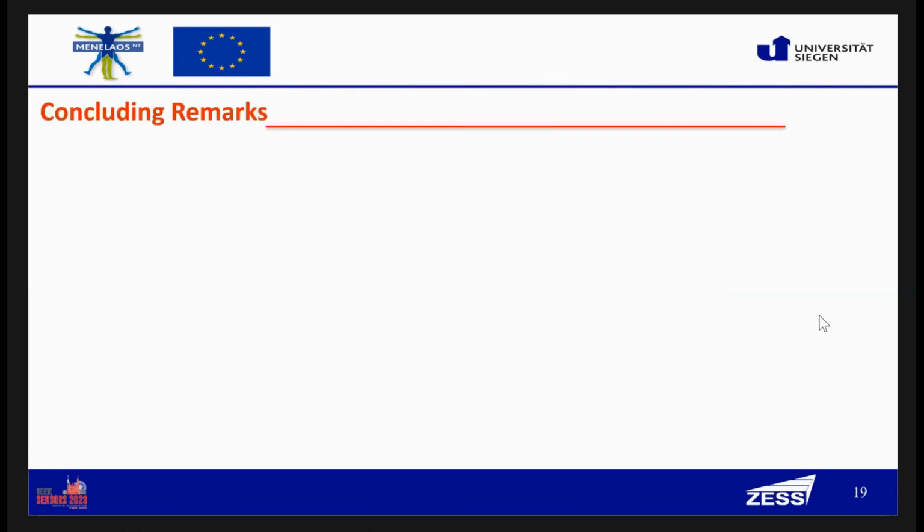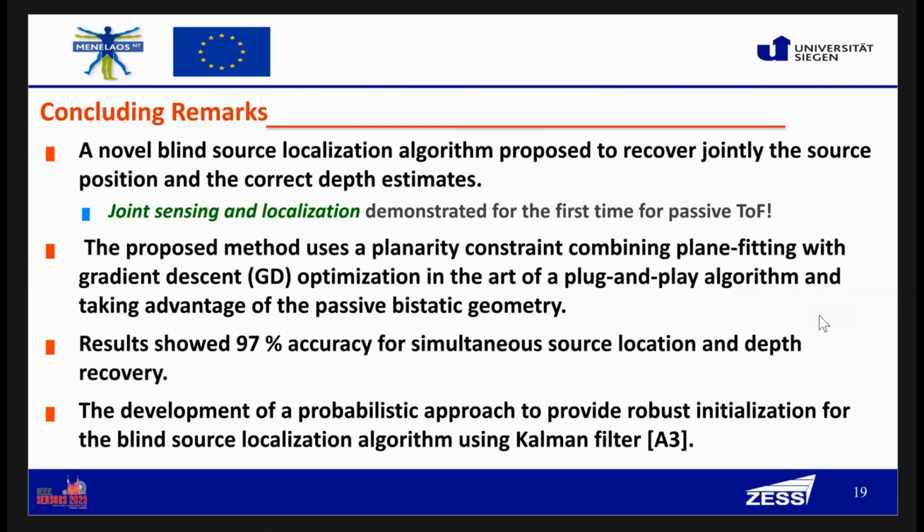So let me conclude my presentation. This is basically a blind source localization algorithm where we jointly recover the position and the depth estimates. And this is the first work where we use this passive approach for joint localization and sensing. The proposed approach combines the gradient descent approach and, in a plug and play manner, we plug this Kalman filter process into this gradient descent approach to get this bistatic geometry. And our results are almost 97% accuracy in simultaneous source localization and depth recovery.